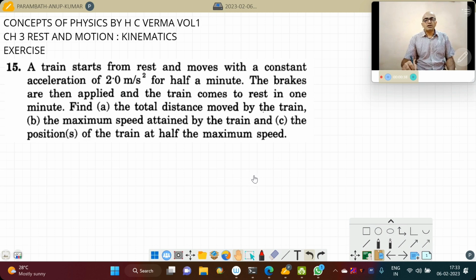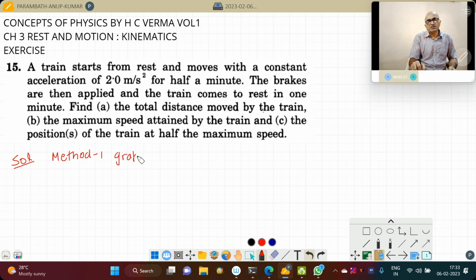Students, there are two ways to do this question. As per my understanding, you can do this graphically, or you can do this using equations of motion. There are certain advantages of using the graphical method, which you will understand as I explain. The other method is to apply the equations of motion directly. First of all, the method I am applying is method one, the graphical method.